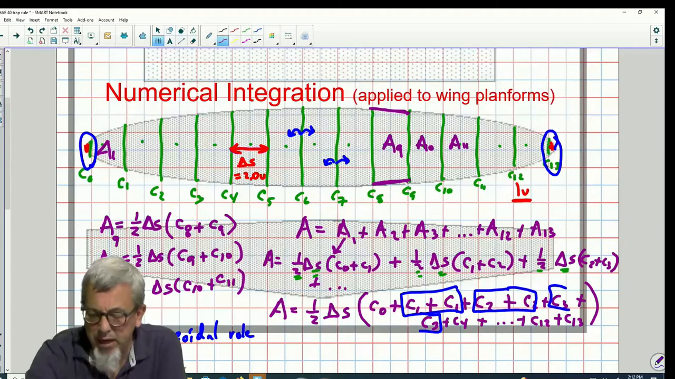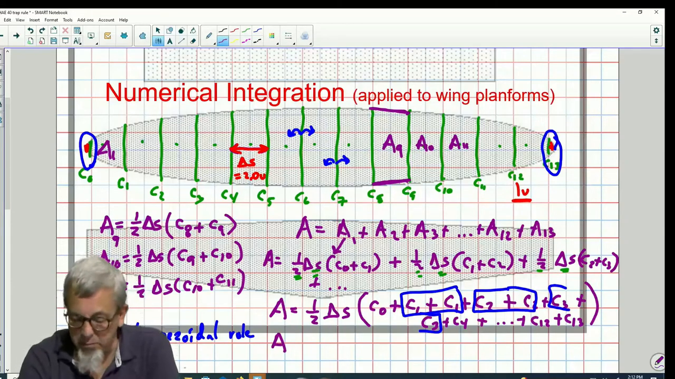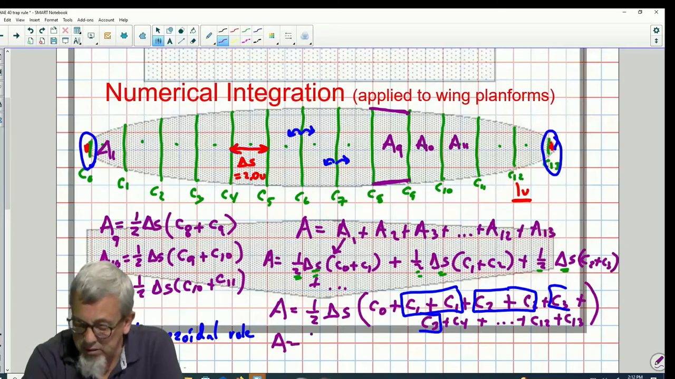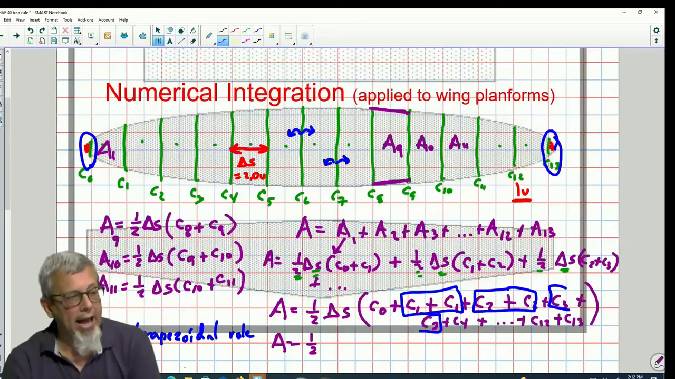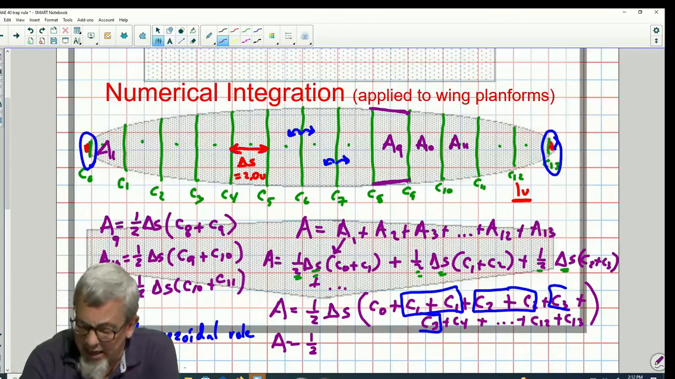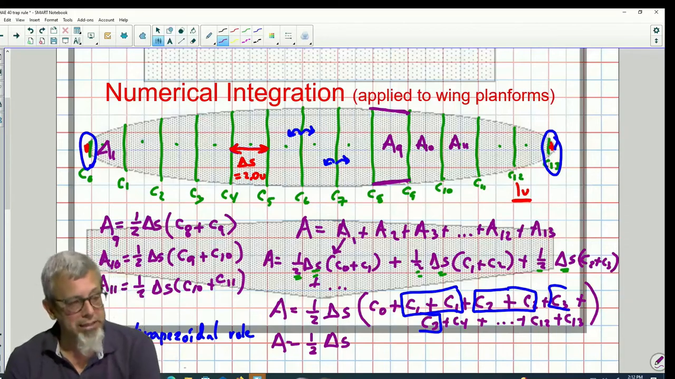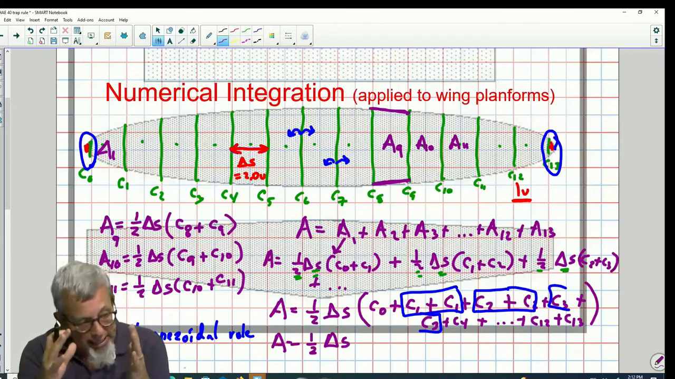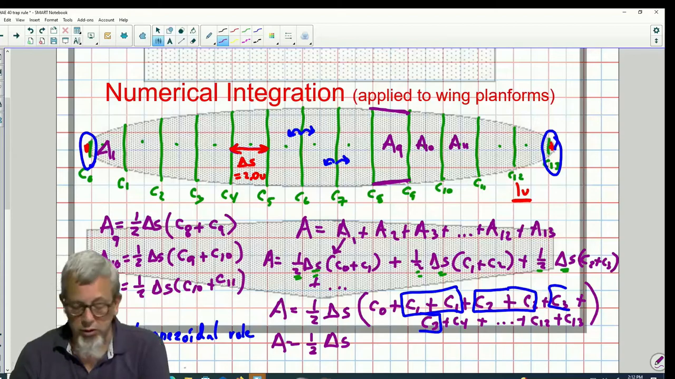If I take my area, I can find my area by dividing something up into little segments. I have this factor of 1/2 because it's a trapezoid and that's the average of those two sides. I have this thickness that I divided it into, chopping the span up in little pieces. Delta S is the change in those positions, so those little pieces.